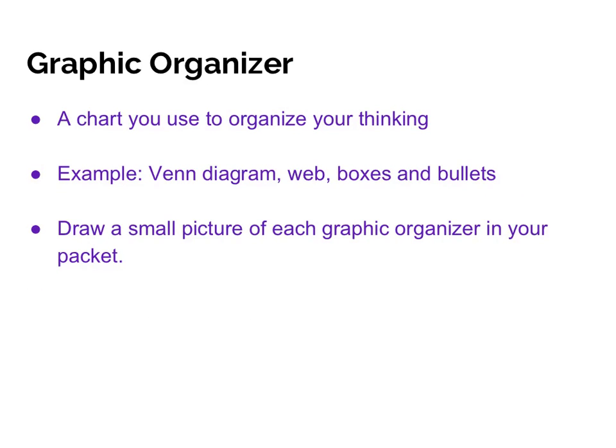We are now moving right along to page 4 to find graphic organizer. A graphic organizer is a chart you use to organize your thinking. So you're organizing in a graphic organizer. Here are examples: a Venn diagram, a web, boxes and bullets. In the third column of your packet, draw a small picture of each graphic organizer. So each one of these, draw in your packet.